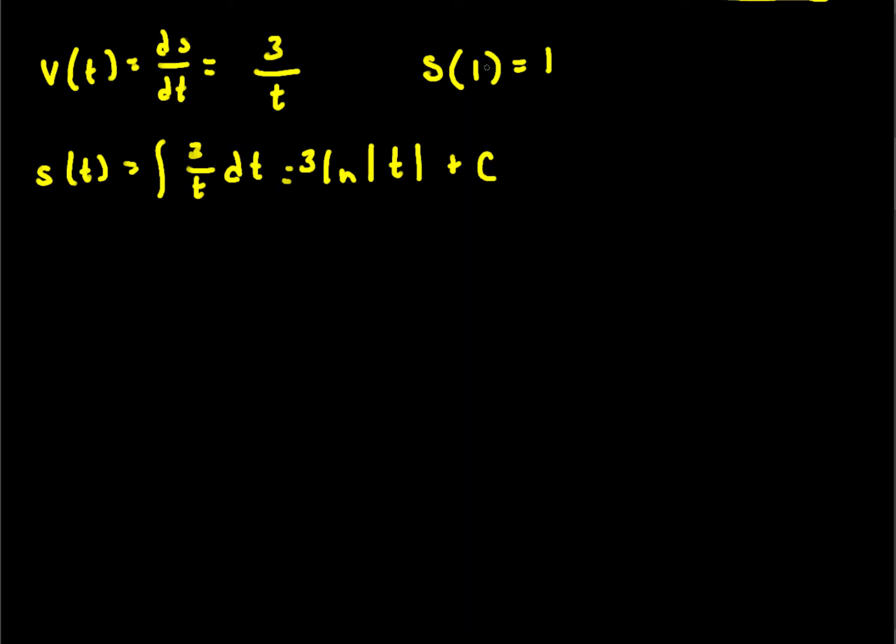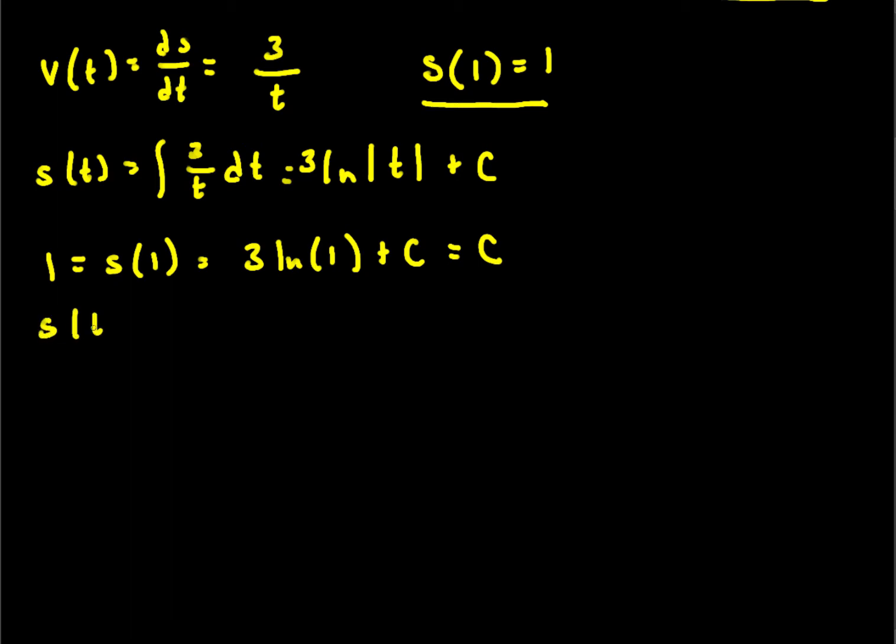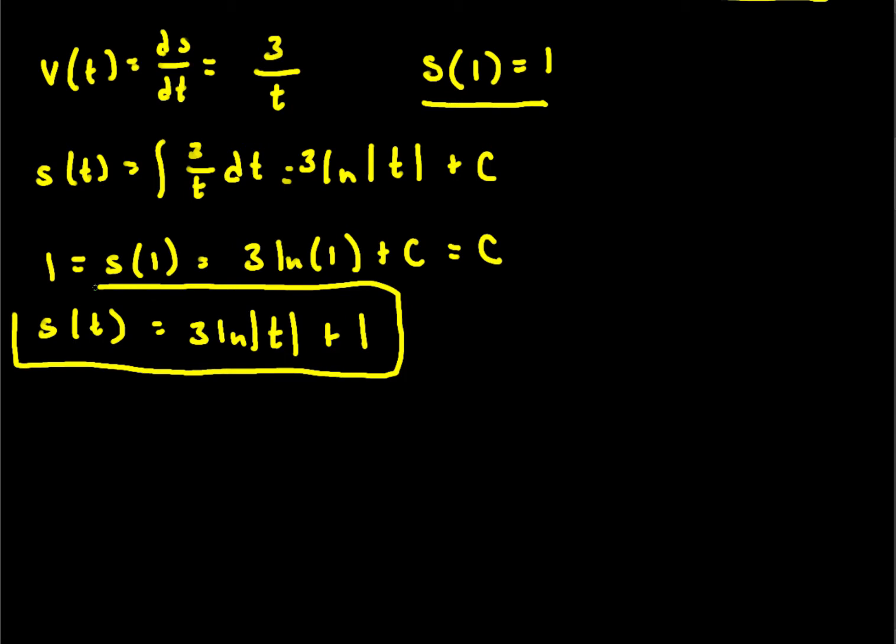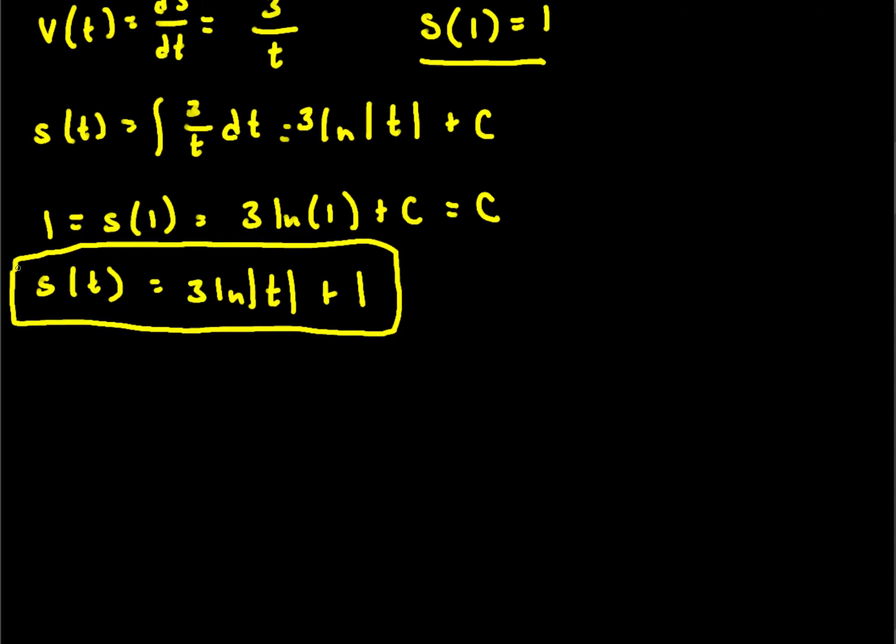plus a constant. And using this fact, we can figure out what the constant is, because 1 is equal to s of 1, which is equal to 3 natural log of 1 plus a constant. But the natural log of 1 is 0, so this ends up being the constant again. So s of t is 3 times the natural log of the absolute value of t plus 1. That's our solution. All right. Pretty straightforward, I hope.